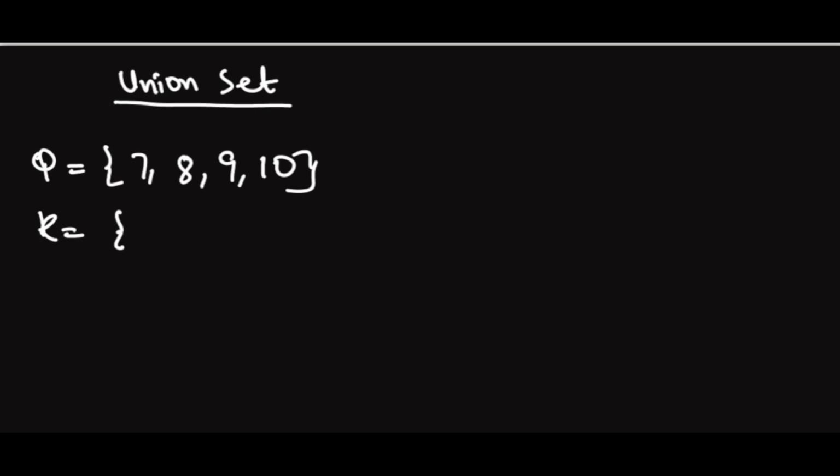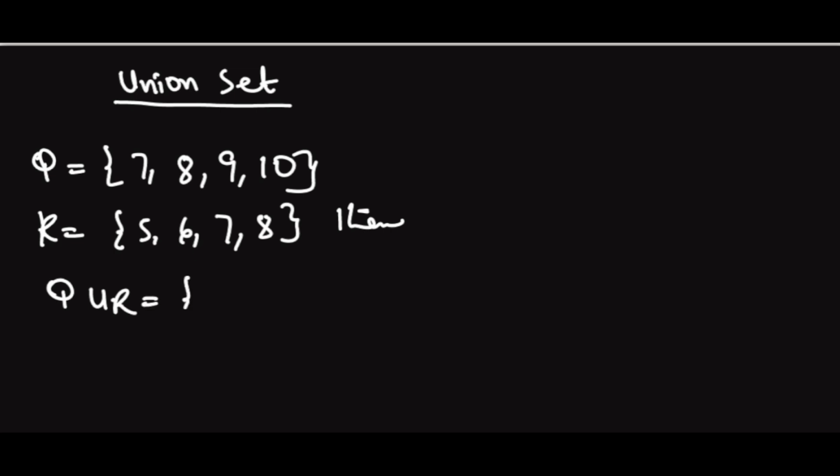Now, we are going to learn something concerning the union set. If you have a set Q equals 7, 8, 9, 10, and a set R equals 5, 6, 7, and 8, then our Q union R is going to be equal to, now it's a combination of every element here minus those that repeat. So we start arranging them.